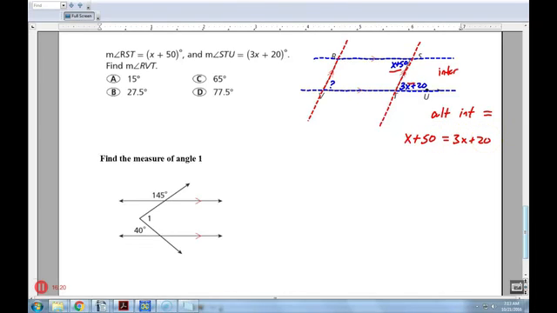And I'm going to solve this. I'm going to subtract x from both sides. And then I'm going to subtract 20 from both sides. And I use the division property to divide by 2. And I will get x equals 15.